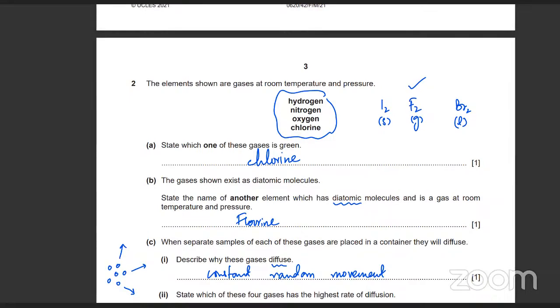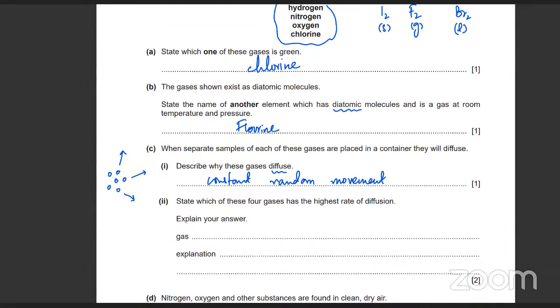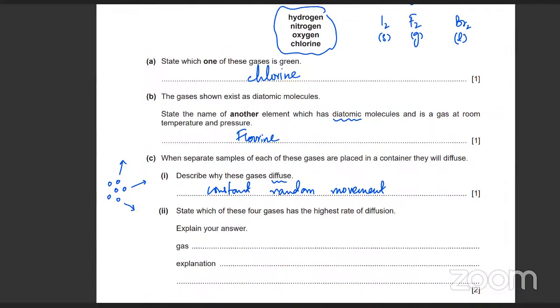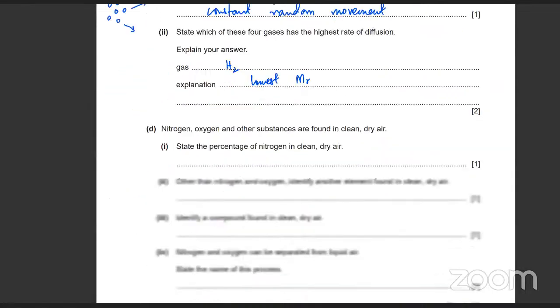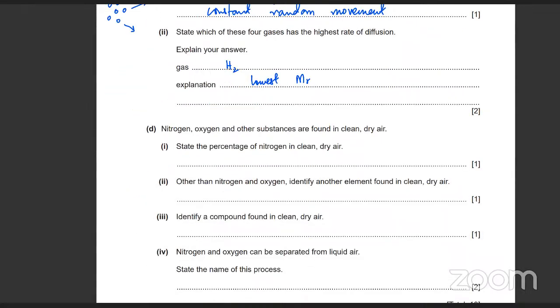So next is, which of these 4 gases has the highest rate of diffusion? Highest rate: hydrogen. Why? It has the lowest Mr. So that's your explanation, it's the lowest Mr. Lighter particles travel faster.